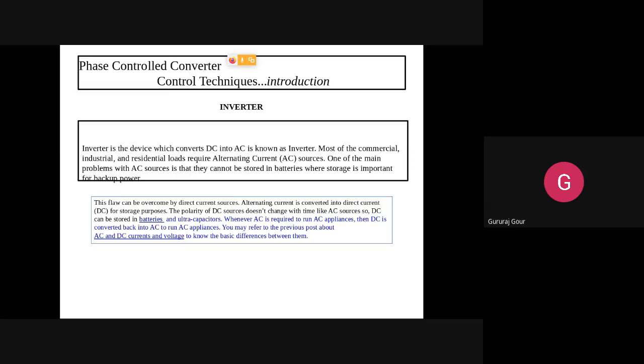With this slide, I hope we are understanding clearly how to define an inverter, why this inverter working is required, and where it is required. If you get a small question on this, define inverter and explain for 3 to 4 marks, this much is sufficient.